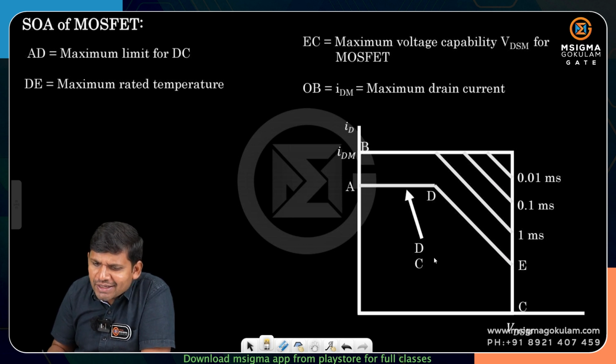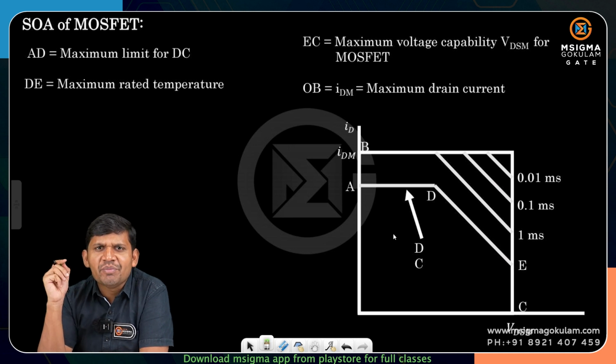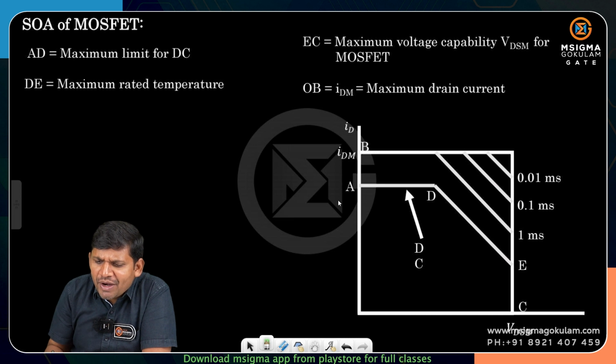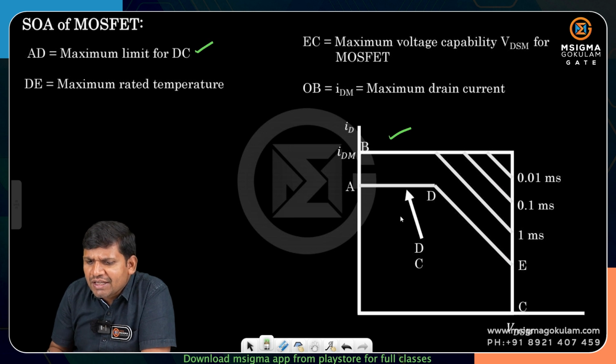MOSFET stands for metal oxide semiconductor field effect transistor. Then this is the safe operating area of the MOSFET, where AD is the maximum limit for DC. This AD indicates the maximum limit for DC.